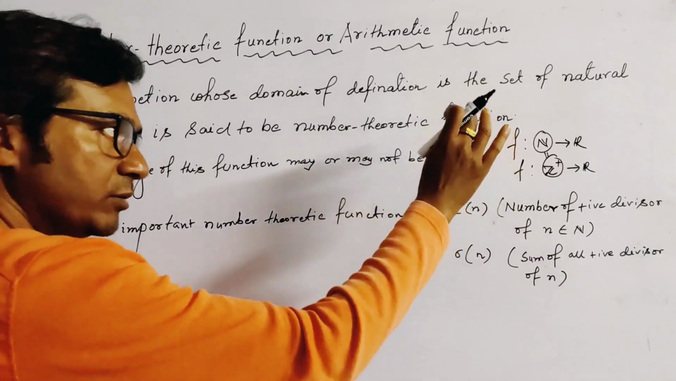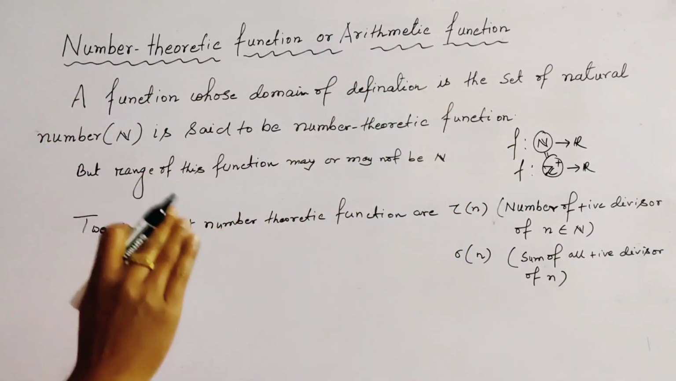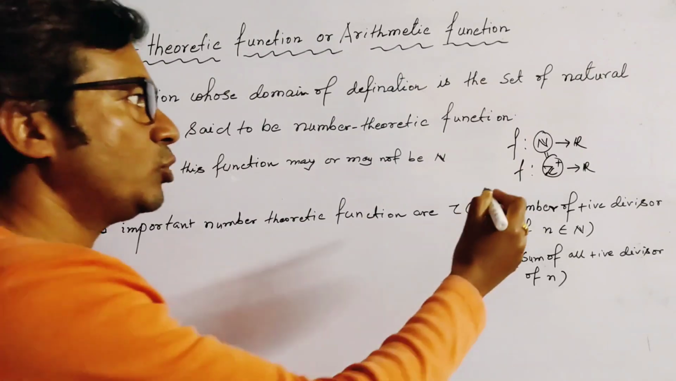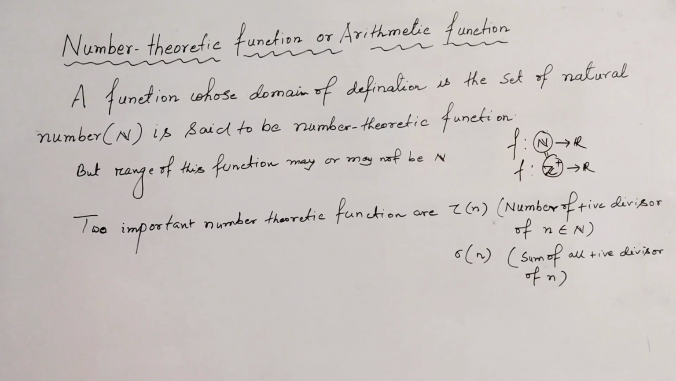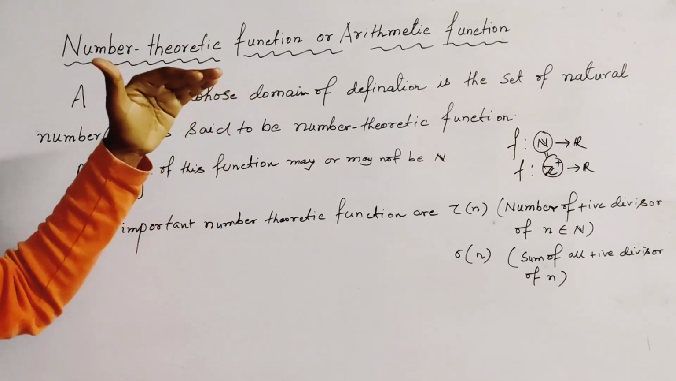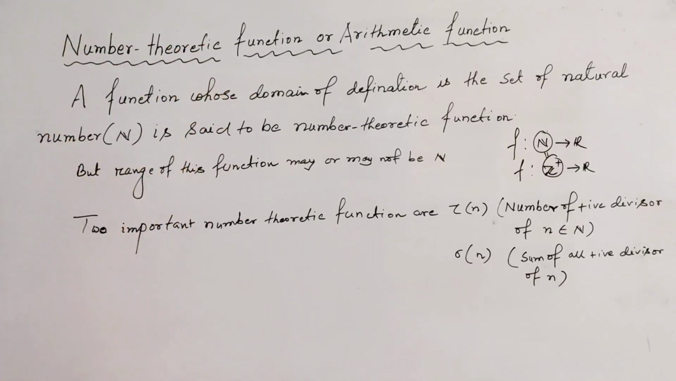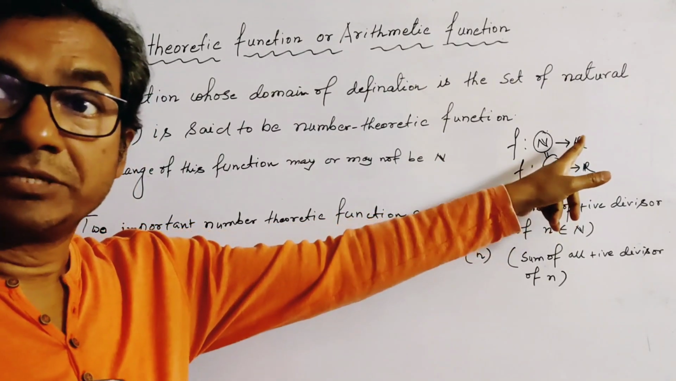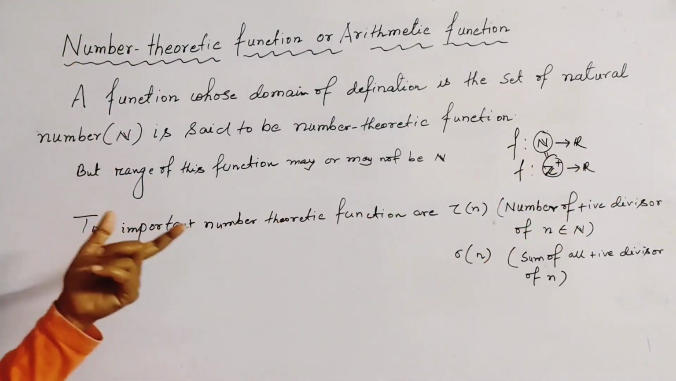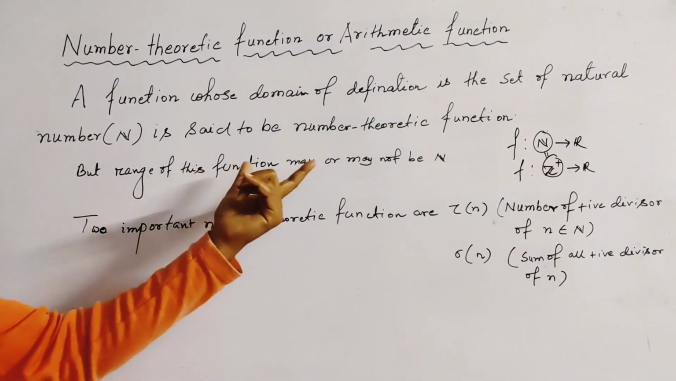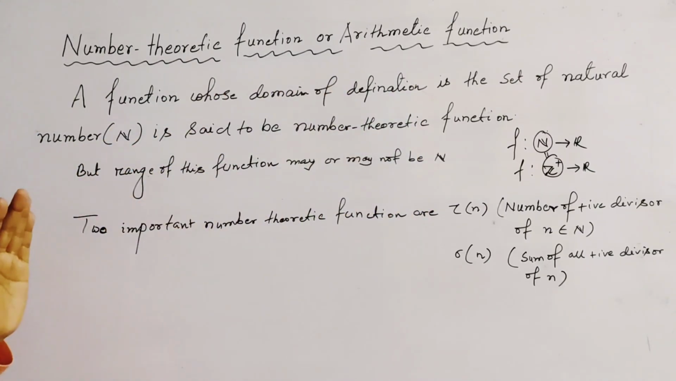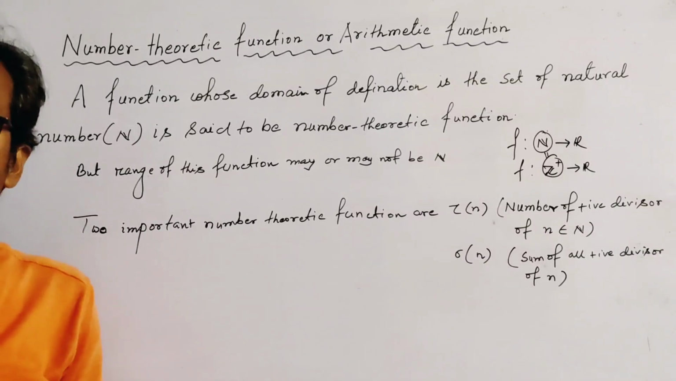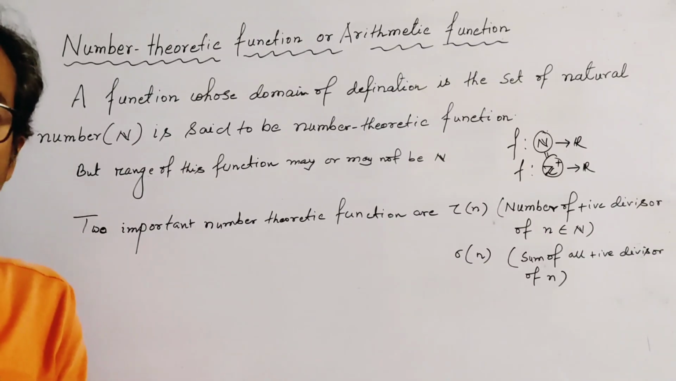This function is said to be a number theoretic function because the domain of definition is N, or the domain of definition is the set of positive integers. Clear? This is the definition of number theoretic function. Now it is clear that the range of this function is real numbers. Okay, so we say that the range of this function may or may not be the natural numbers. Right? Now here we give two important examples of number theoretic function.